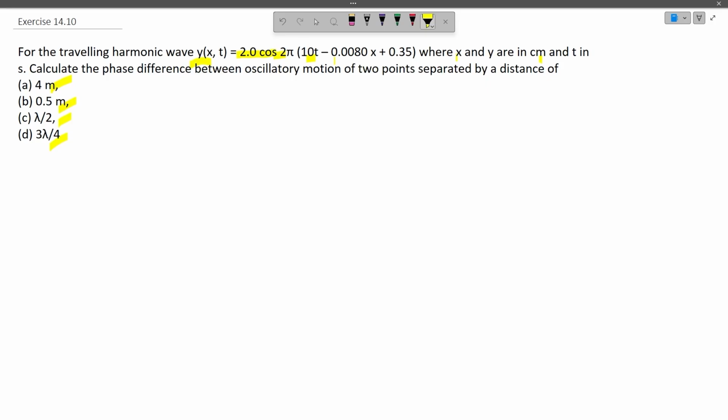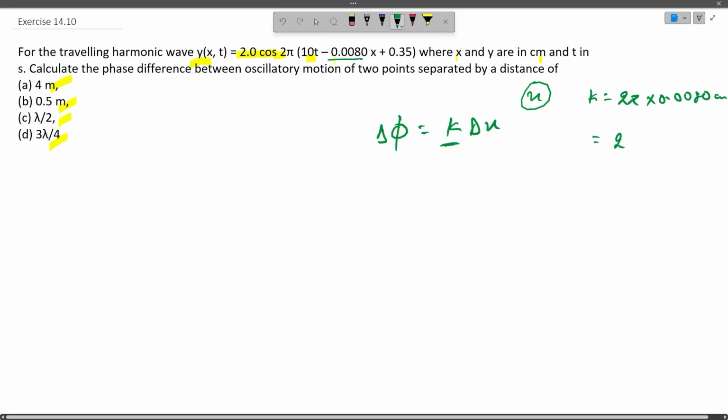Now for calculation of phase difference, the phase difference between two points separated by a distance Δx would be given by k Δx. Now we know from the wave equation that k is the coefficient of x. In this equation the coefficient of x is 0.0080, so k would be equal to 2π multiplied by 0.0080 per centimeter. So in meters it would be equal to 2π times 0.8 per meter.